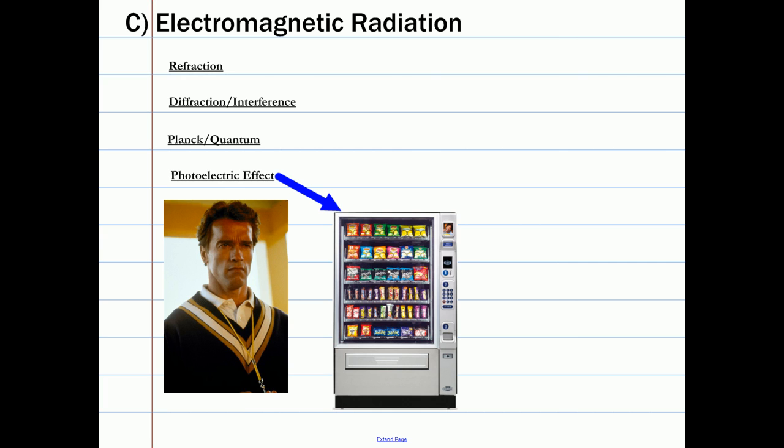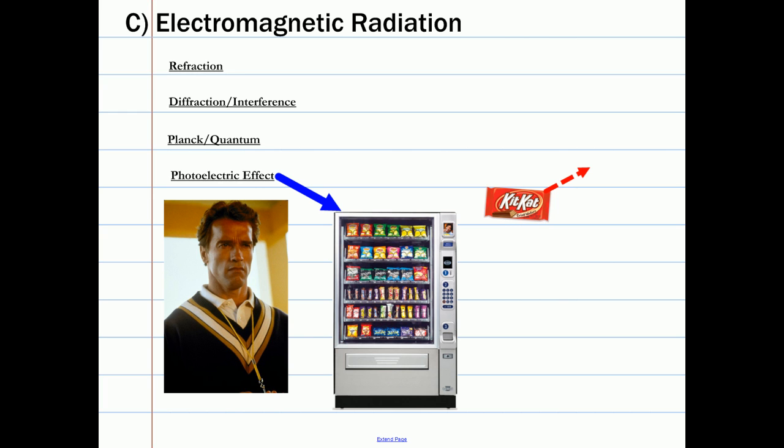Maybe Arnold can help us out. He'll be our representative for UV radiation. He's got a bit of a tan there, which is from UV radiation. That works, right? Anyways, Arnold steps up to the plate, takes a crack at this vending machine. Kit Kat flies out with a small amount of energy.